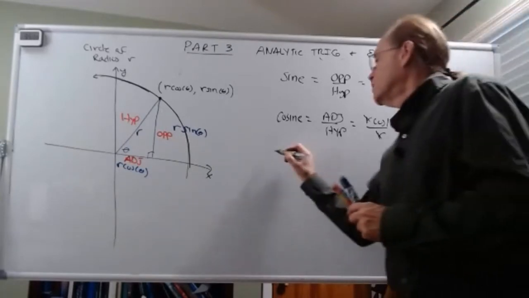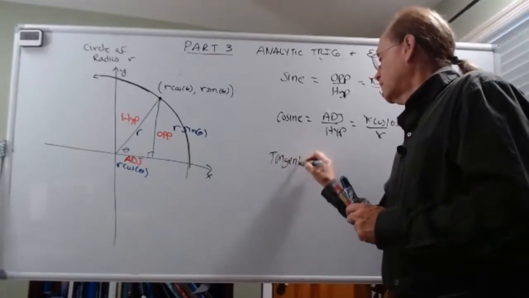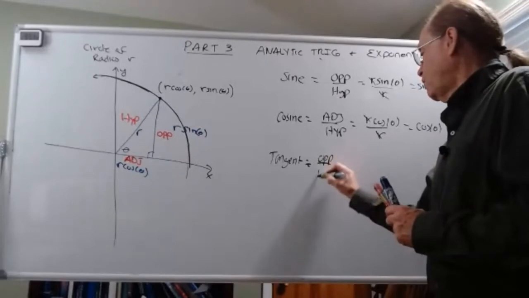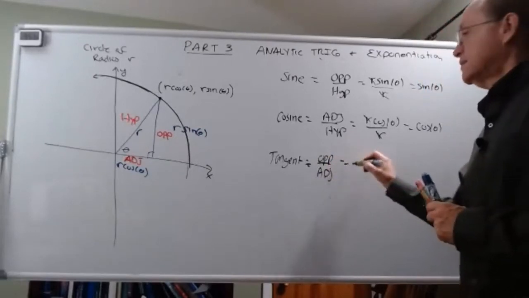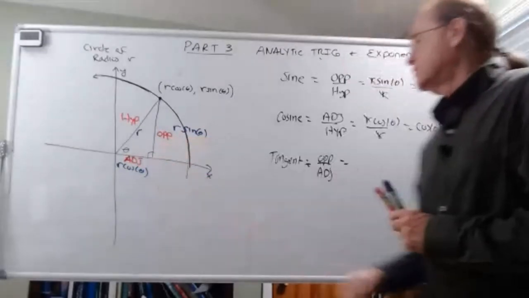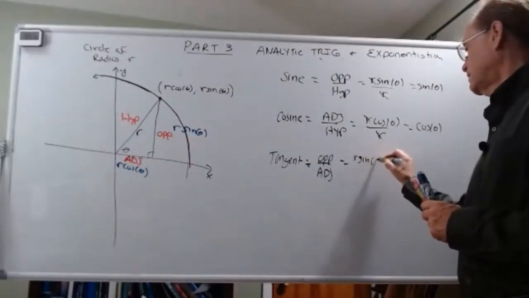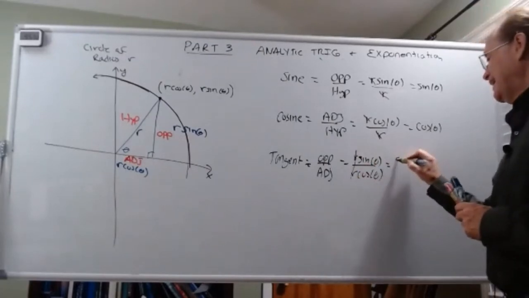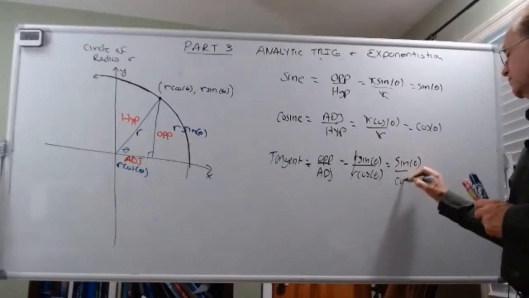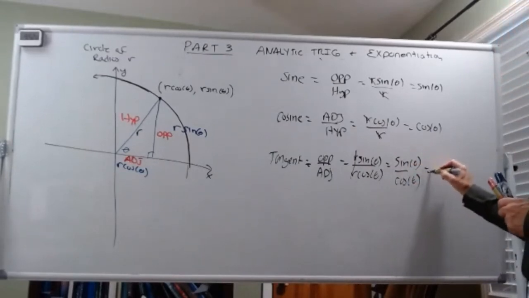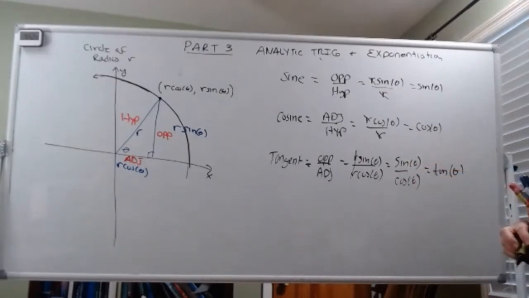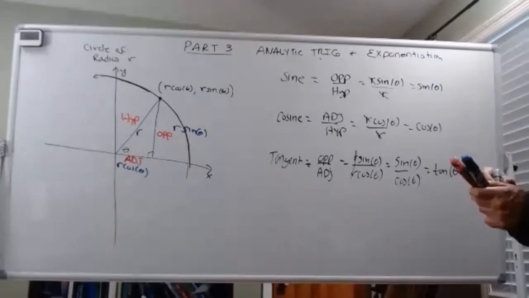Now, if I wanted to, I could also look at the tangent. And then remember that's your opposite over the adjacent. So that's my r sine theta over the r cosine theta. The r's cancel out, and I get my sine theta over my cosine theta, and that's one of the relationships that we say, and that is how we define tangent theta. It's just your y coordinate over your x coordinate. That's exactly what we have, my y coordinate over my x coordinate. So it's a consistent definition.